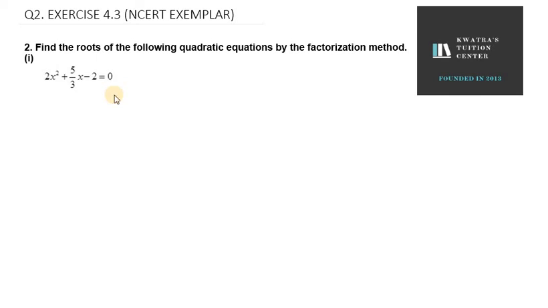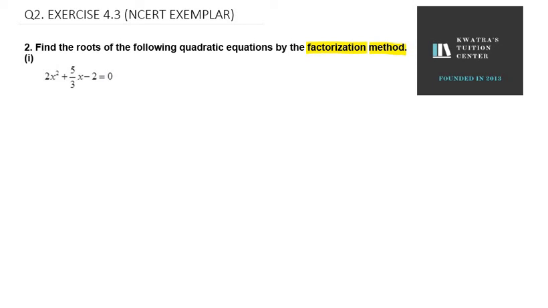Hello everyone, let's start with question number 2 of exercise 4.3. In this it says, find the roots of the following quadratic equation by the factorization method. So we need to solve it with the help of the factorization method. Let's solve it. The first one is 2x square plus 5 over 3x minus 2.